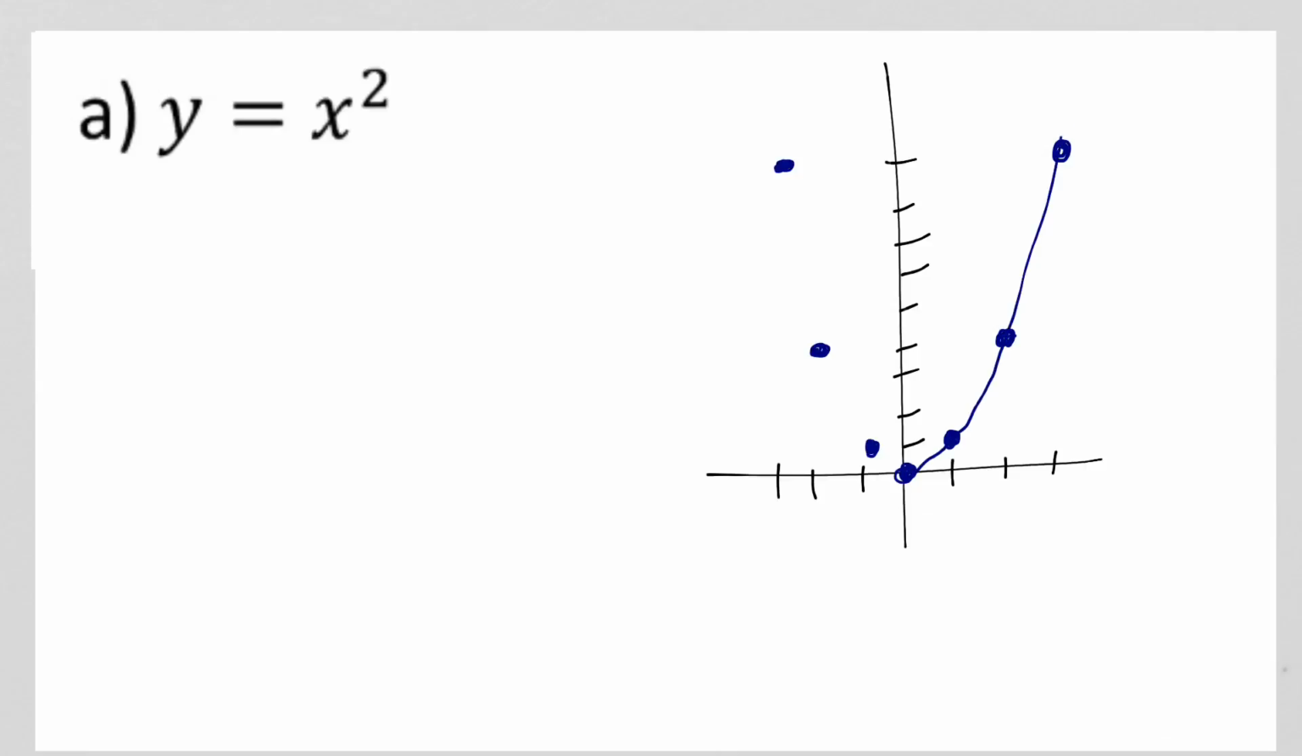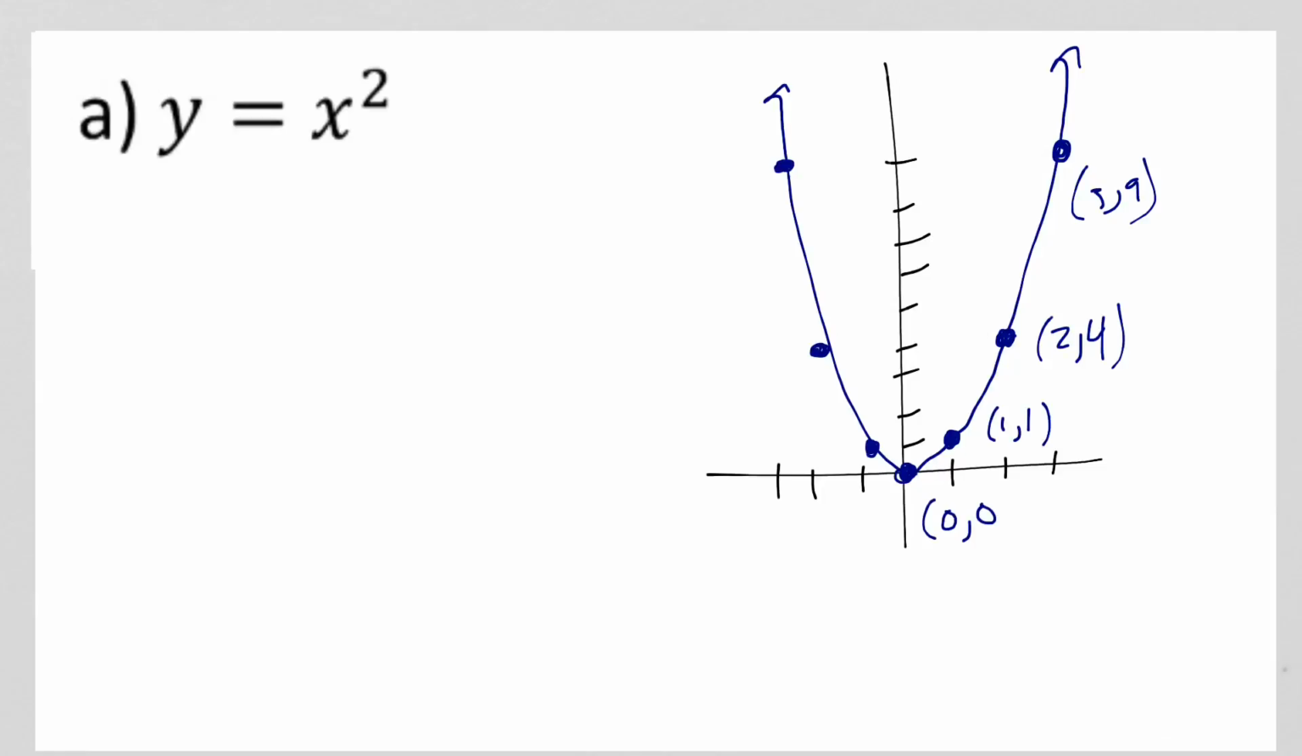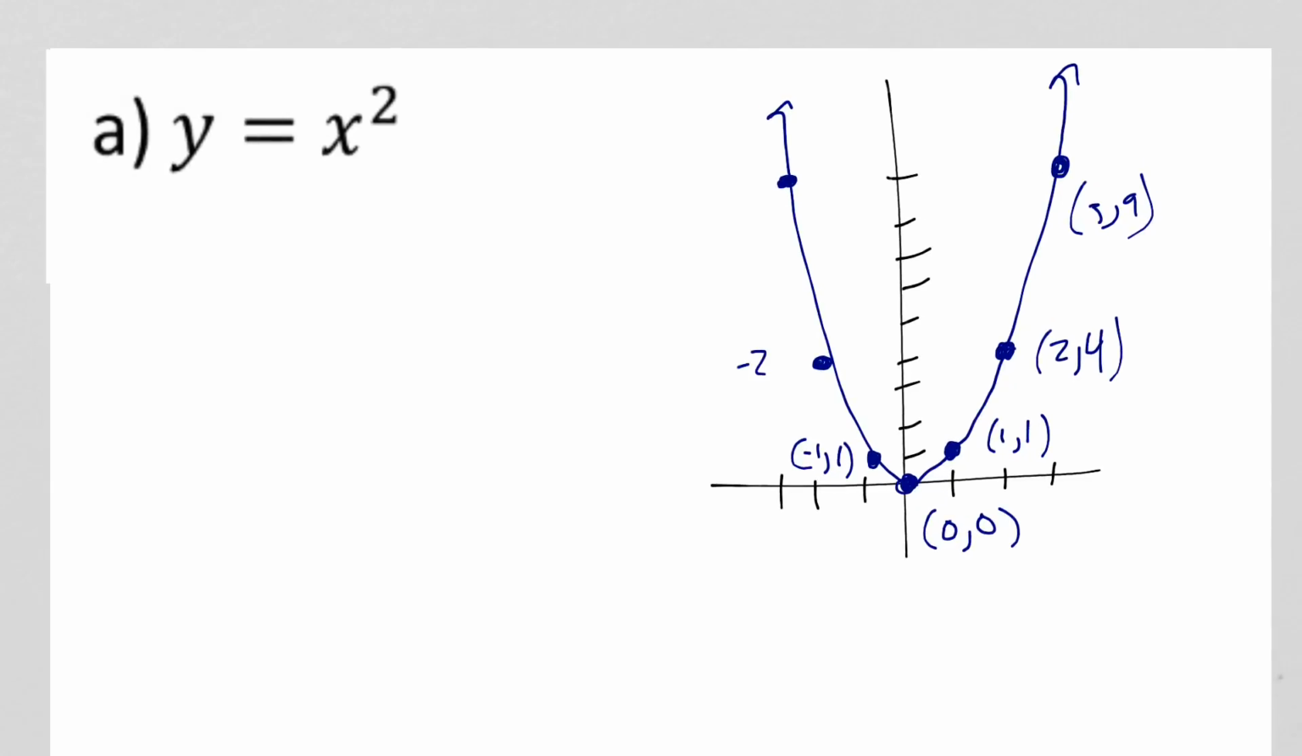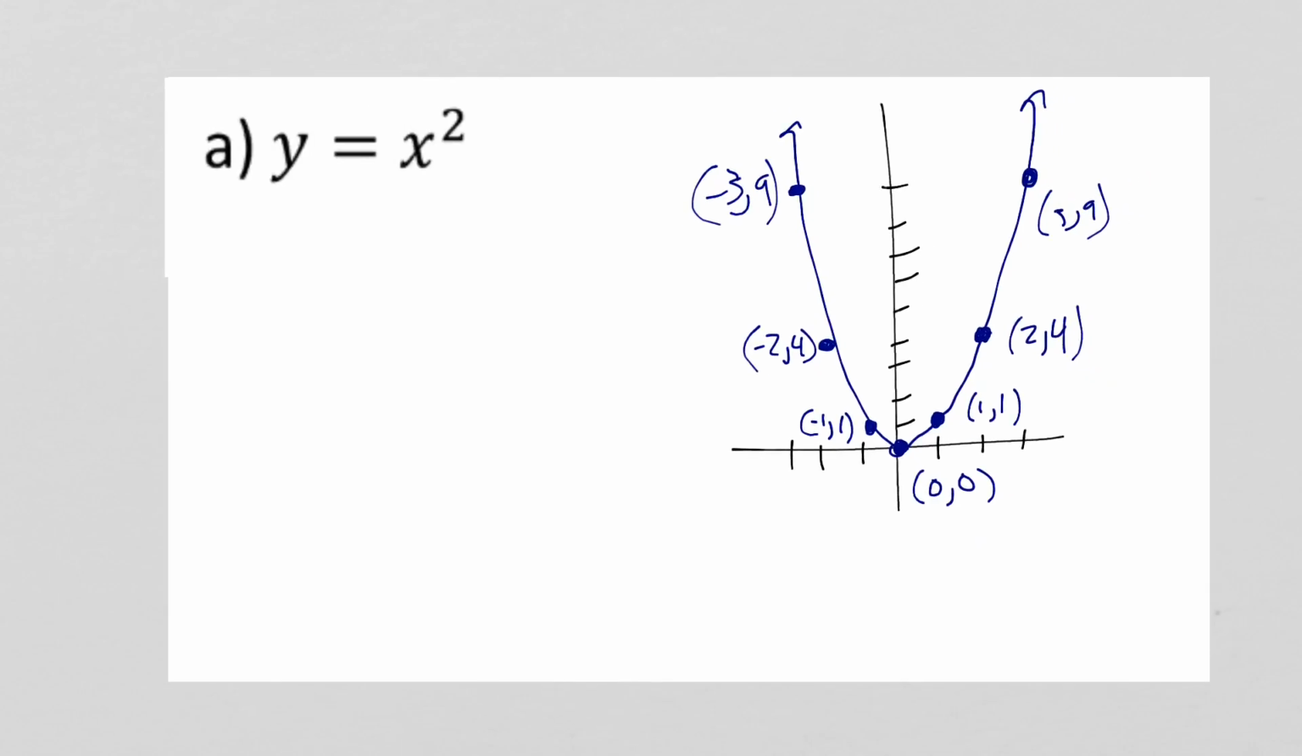So we get this friendly parabolic shape. We have these nice points, 3, 9, 2, 4, 1, 1, 0, 0, and then all of these pairs on the left. Negative 1, 1, negative 2, 4, and negative 3, comma, 9. So, let's state the domain and range.